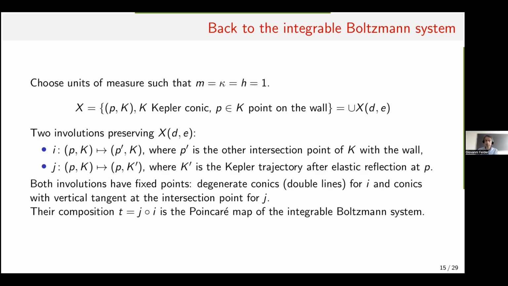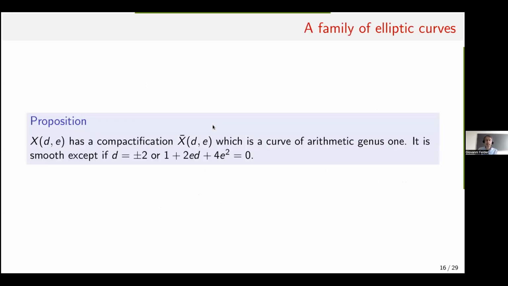So you start from a point, you follow the Kepler trajectory until you hit the wall, and then you do this. This would be the involution I, and then you reflect the momentum and follow the next trajectory, which would be K prime. It is the involution J. So this is a Poincaré map, and again, here one has to complexify and compactify.